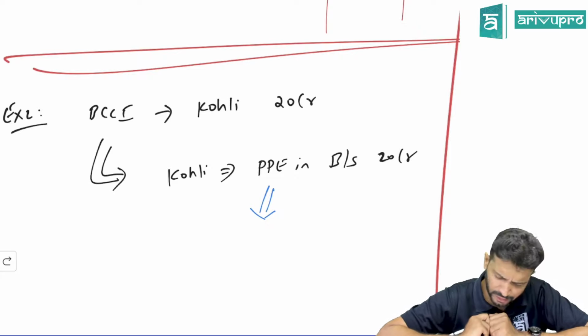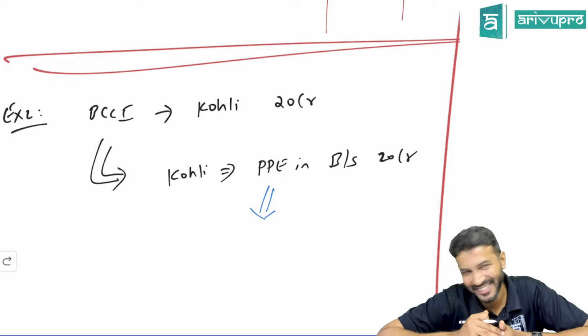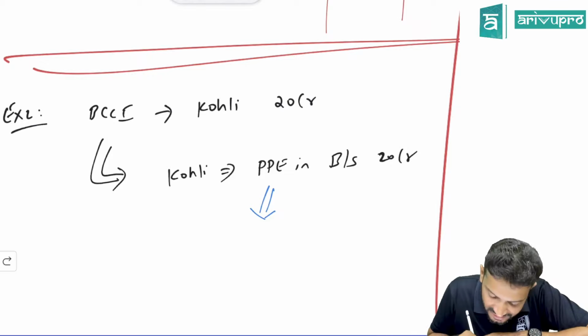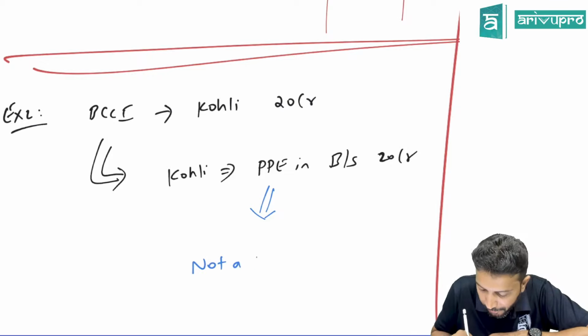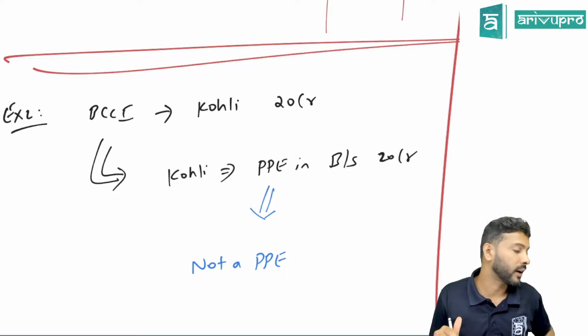Why are the majority of you saying no? Just now I told the criteria. Looks like this case is satisfying all the criteria. The correct answer is still no. It is not property, plant and equipment. Can anyone tell me why it is not property, plant and equipment?